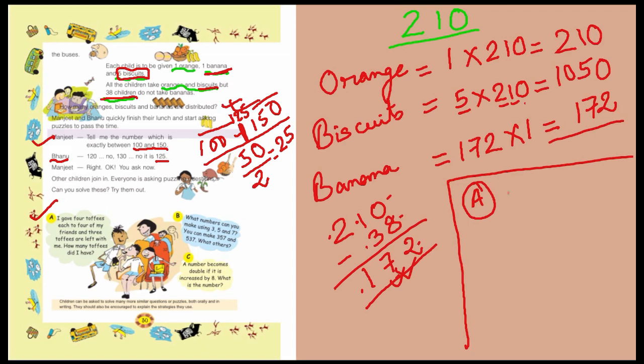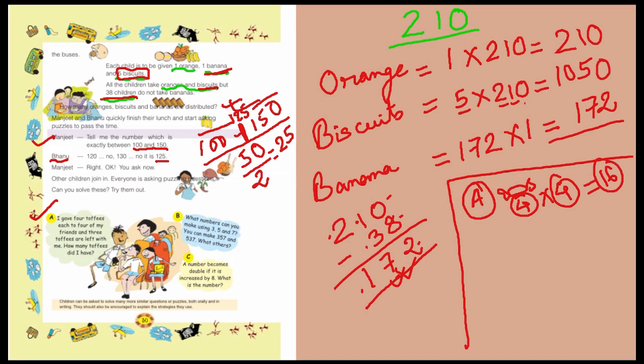I gave 4 toffees each to 4 of my friends. Suppose this is my toffee. How many toffees are there? 4 toffees to 4 of their friends. So how many toffees were given? First you find out that 4 toffees each to 4. That means 4 into 4. That means 16. 16 toffees.